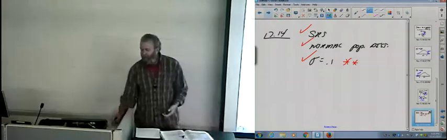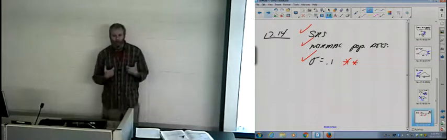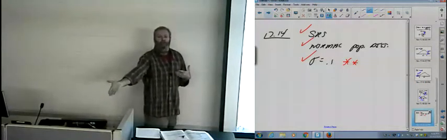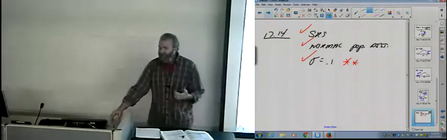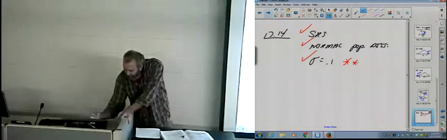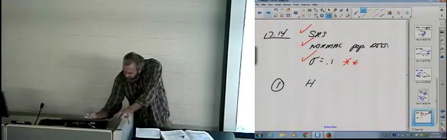Now, it says, use this information to carry out the test. I'm going to follow my four-step process. The conditions are met. Step number 1 is to state the hypotheses. My template looks like this.